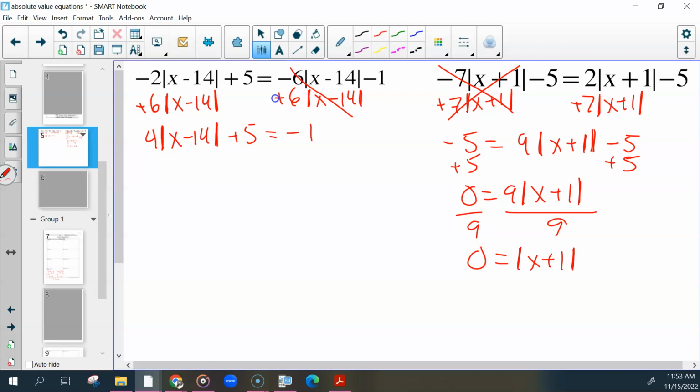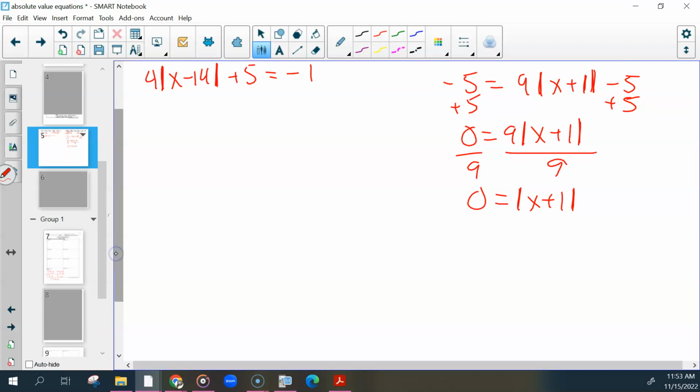So when we go to set it equal to a positive and negative version, 0 doesn't have a negative and positive, so you're only going to set it equal to 0, and that's it. And you're just going to have one answer when you solve this. So with absolute value equations, you can have one solution, you can have two solutions, or you can have none. You cannot have infinitely many in this case. Do we have any questions on that?